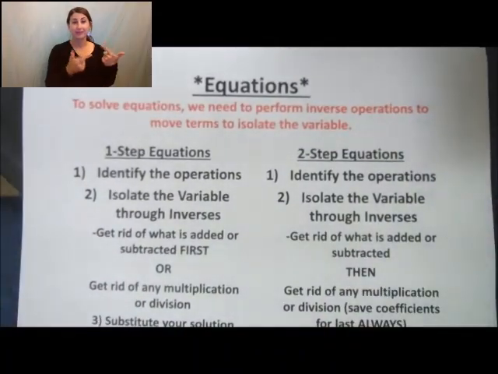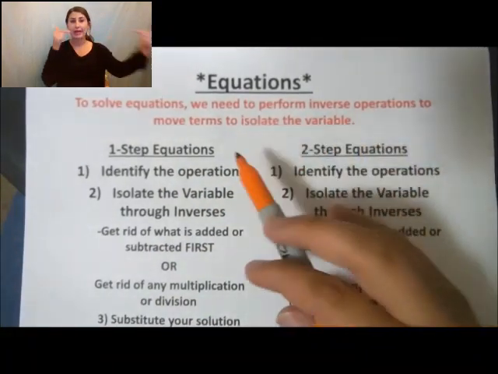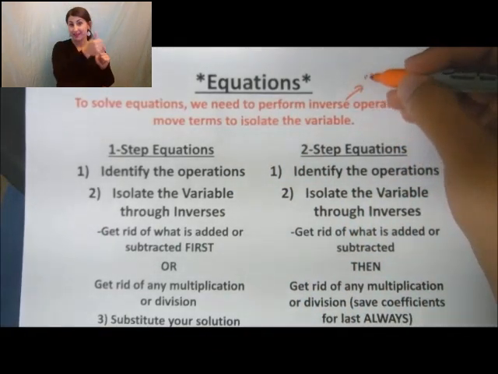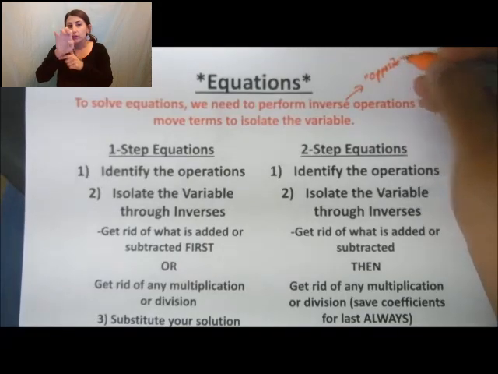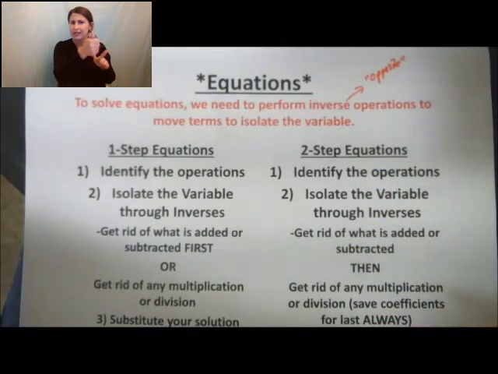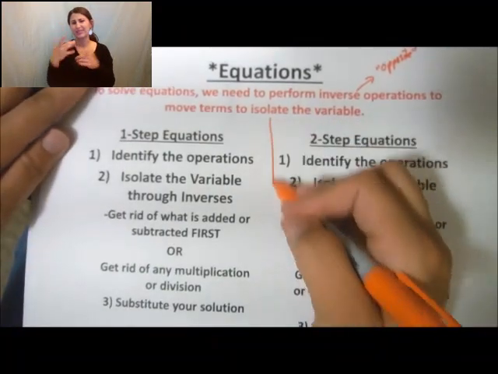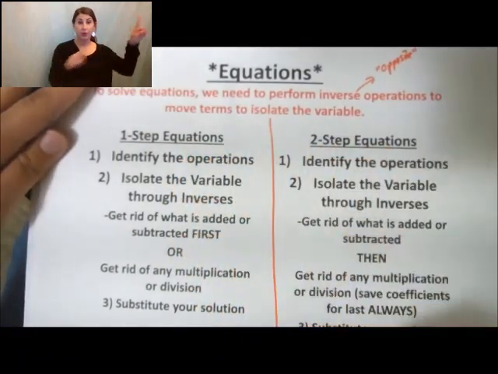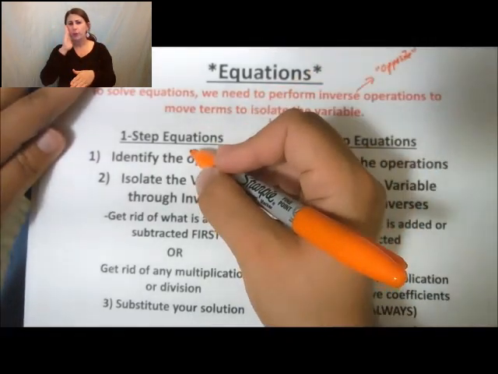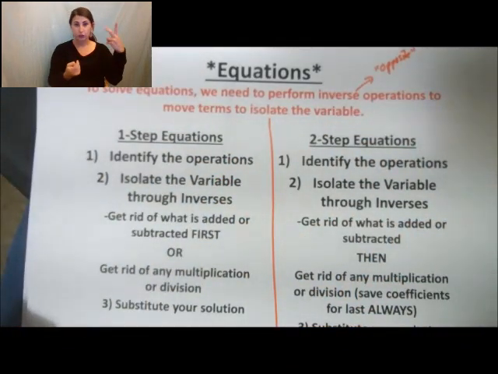All right, equations. To solve equations, we need to perform inverse operations to move terms to isolate the variable. Remember, inverse is like the opposite. Isolate means to get it by itself, and the variable is the alphabetical letter, usually x. There's a difference when you're solving one-step equations and two-step equations. When we're solving two-step equations, eventually we will end up solving a one-step equation because you're reducing the number of steps. It goes from 2 steps to 1 step.